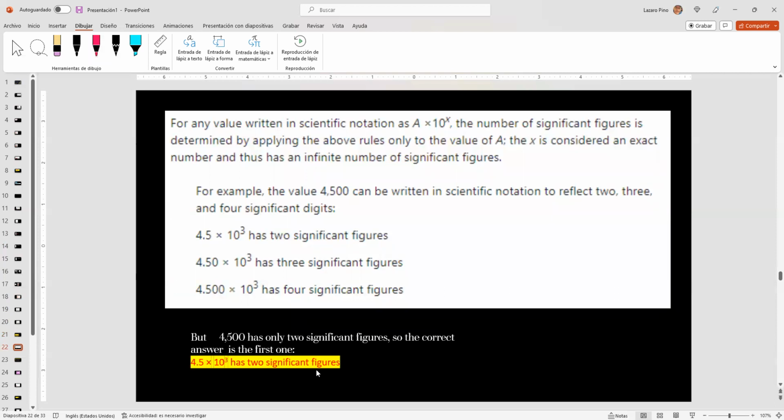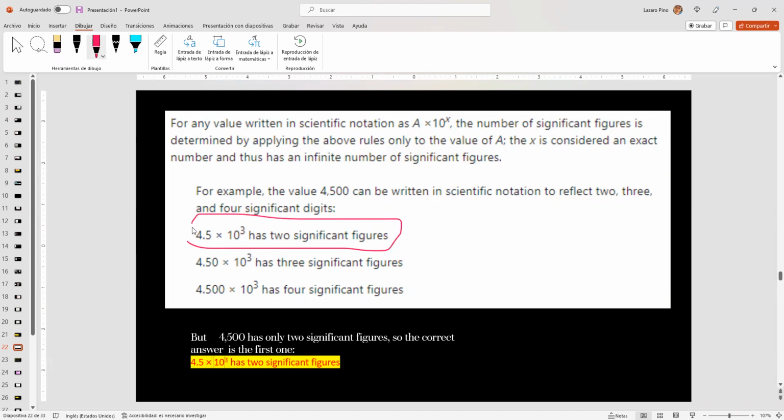For any number written in scientific notation, you have something like this. A is a value that is considered exact, and the power that is represented by this part of the scientific notation number is not considered significant. So this number, 4,500, you can write in different ways. Which one is the correct one? The correct one is this.